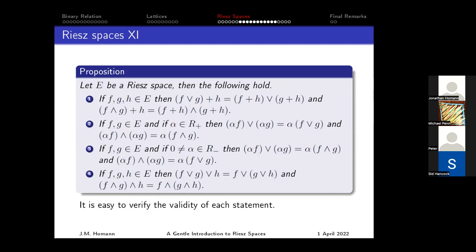So we can take absolute alpha to pull out the alpha and leave a minus floating around. And then we use the result supremum of minus A is equal to minus infimum of A to get that. And alpha f inf alpha g is equal to alpha times f sup g. And the last one, if f, g, and h are in E, then this result is telling us that the supremum is associative and the infimum is associative. Now, it hasn't been pointed out, but at this point it should be pointed out that the supremum is an associative commutative closed binary operation, and the infimum is an associative commutative closed binary operation.